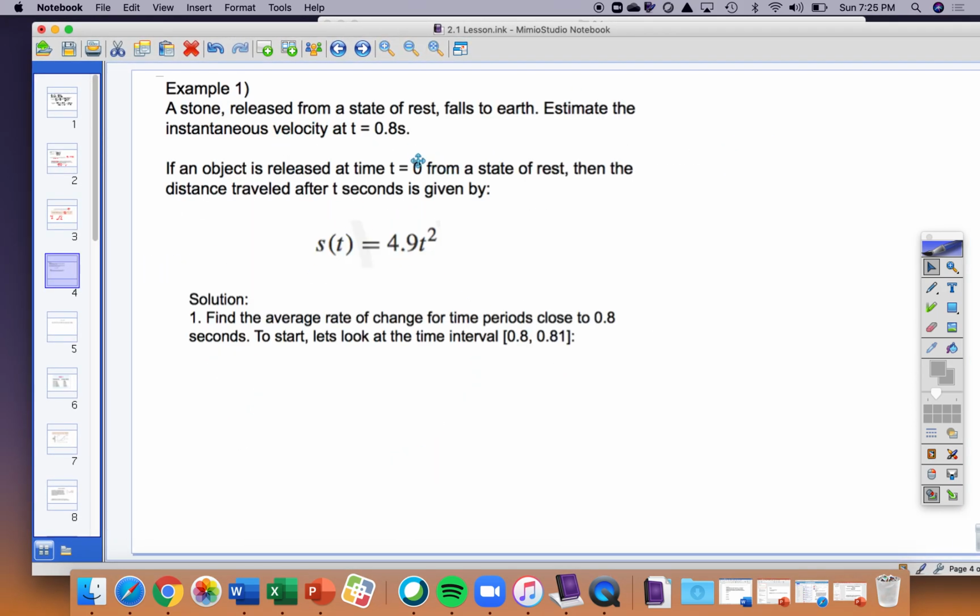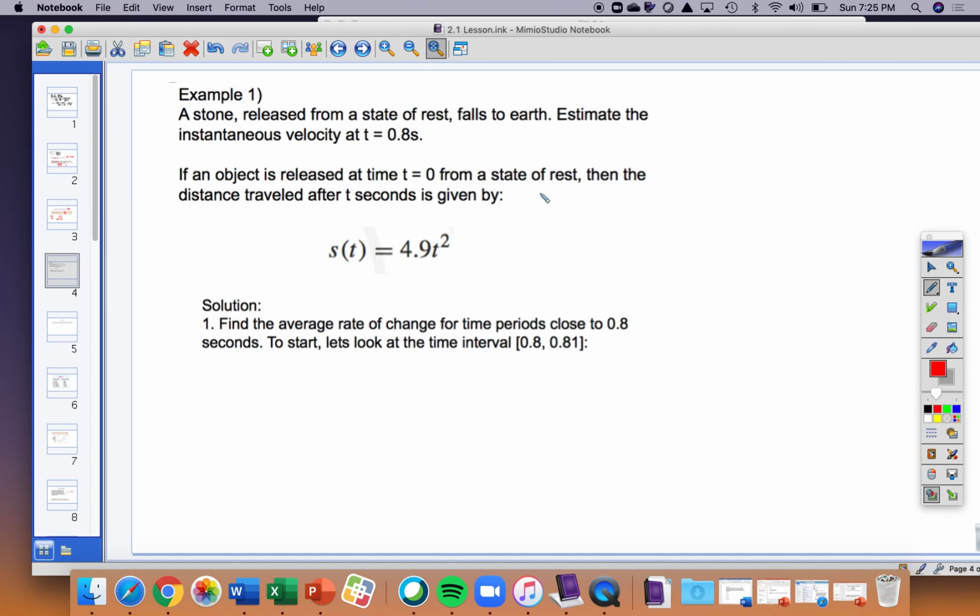All right, let's look at an example. A stone released from the state of rest falls to Earth. Estimate the instantaneous velocity at 0.8 seconds. That means we're looking at the velocity at exactly 0.8 seconds. How fast am I going 0.8 seconds after I release the stone?